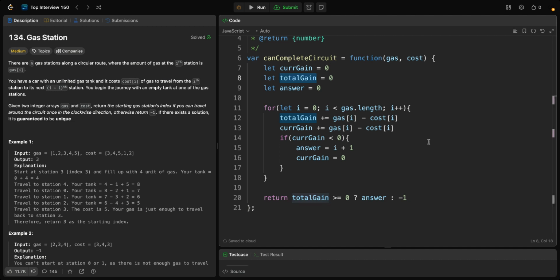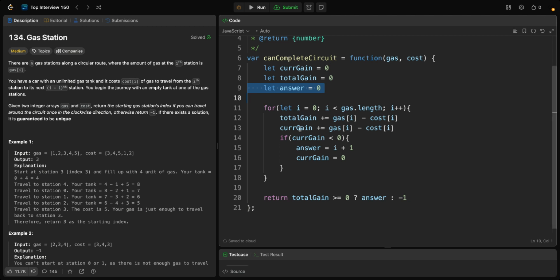Is it circuit or circuit? Let me just check this one. It's circuit, as I said before, right? After that, we have the answer. And the answer holds the index of the starting gas station that could allow a complete circuit.